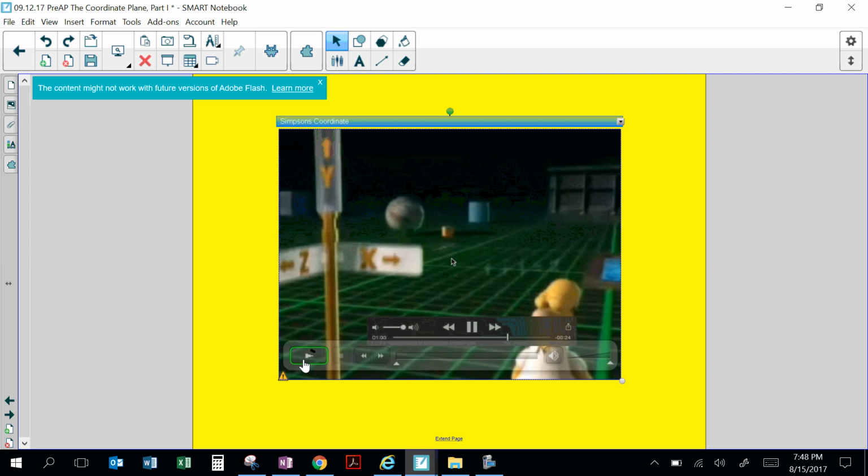As you can tell, Homer Simpson is in a twilight zone. I paused it on purpose at this sign right here. In this sign, you see X and Y, and you see a grid. What is this? Where is Homer Simpson? He is in the coordinate plane.